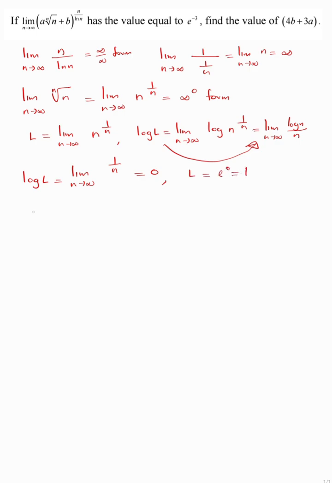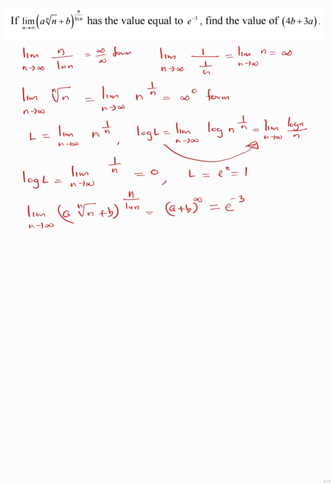So what we got: limit n tends to infinity of a into nth root of n plus b, raised to n by ln n, will be a plus b raised to infinity. Now you can see that this limit exists and its value equals e power minus 3. Is there any chance that a plus b raised to infinity equals e power minus 3, that is 1 by e cube? No, this is not possible.